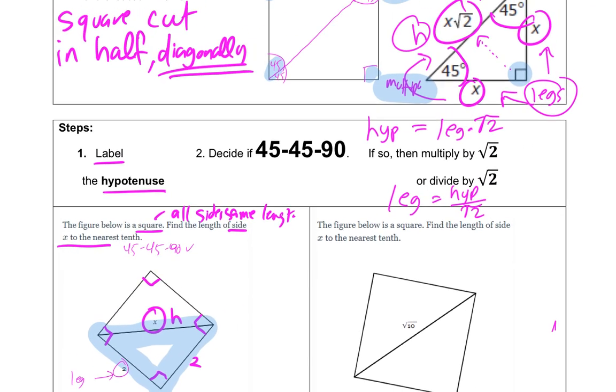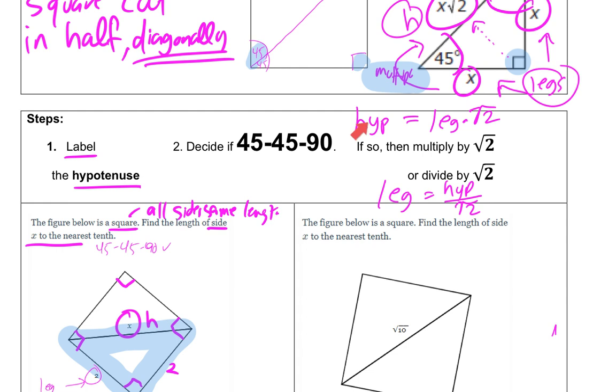So let's look at what we just said. The hypotenuse, which is x, what we're trying to find, is equal to the leg, which is 2, times the square root of 2. The hypotenuse is equal to the leg times the square root of 2. So we're setting it up just like that, because the x is that.